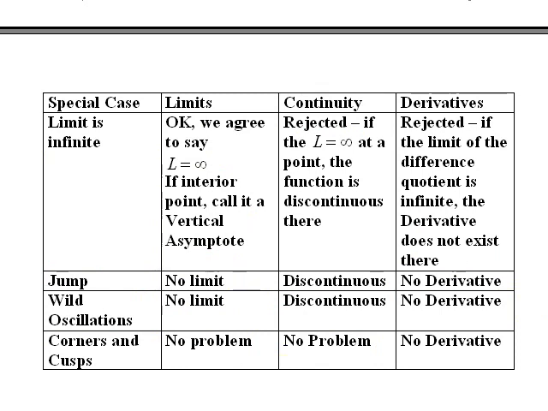Okay, so here are the special conditions. The conditions of an infinite limit. For limits, that's fine, but continuity and derivatives reject that result. Jumps and wild oscillations, nobody likes them. There's no limit, it's discontinuous, and there's no derivative there. For corners and cusps, you have limits and continuity accepting a corner and cusp, but there is no derivative at a corner or cusp. So here there's two that reject it. An infinite limit is rejected by continuity, it's rejected by derivative. Jumps and wild oscillations are rejected by everybody. Corners and cusps are rejected only by the derivative.